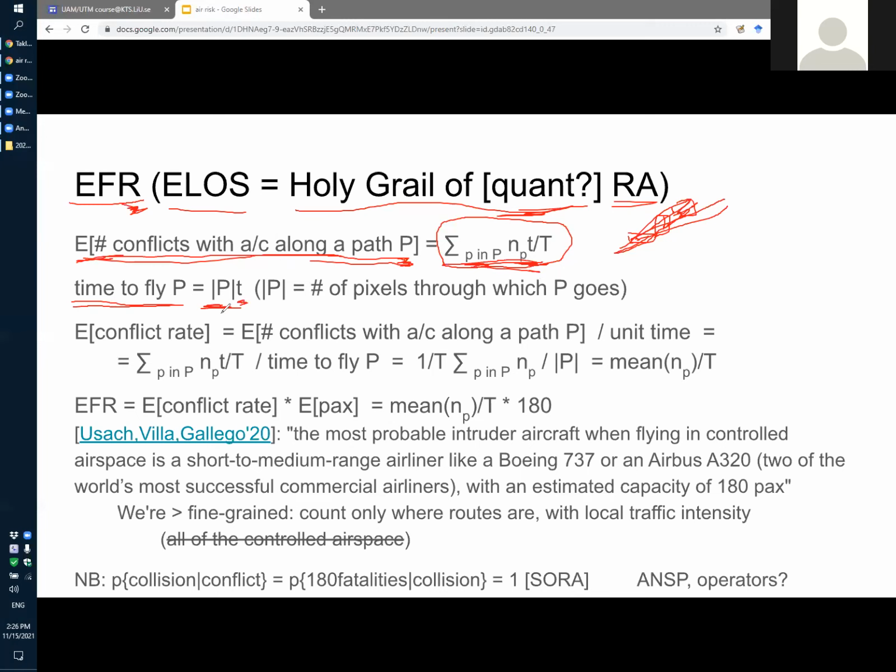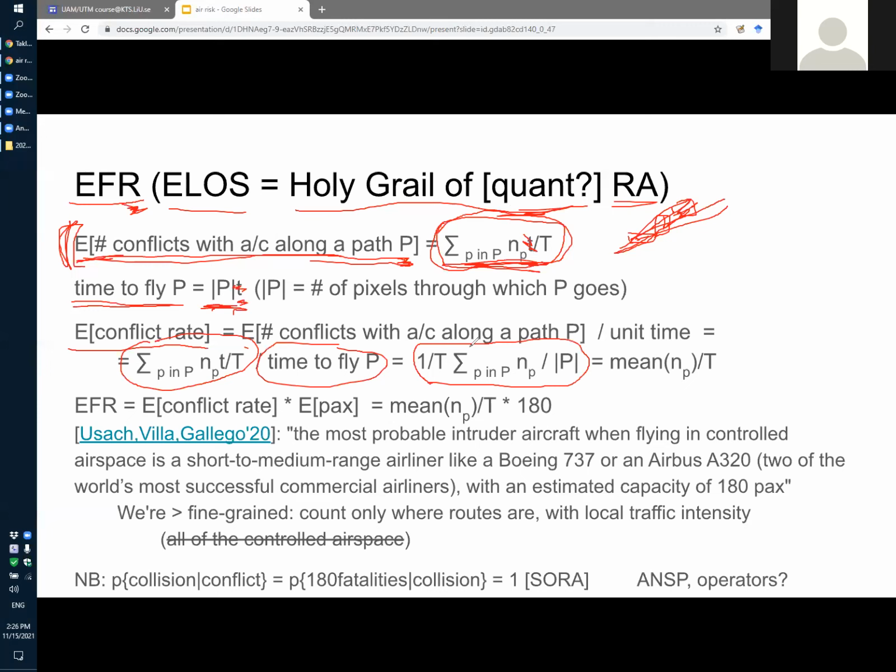And then finally, the expected conflict rate for the whole path is the expected number of conflicts divided by the time it takes to fly P. So you take this expected number of conflicts, here it is, and divide by the time to fly P, which is this. So here is the formula. And interestingly, since this t comes both in the numerator and the denominator, it cancels out.